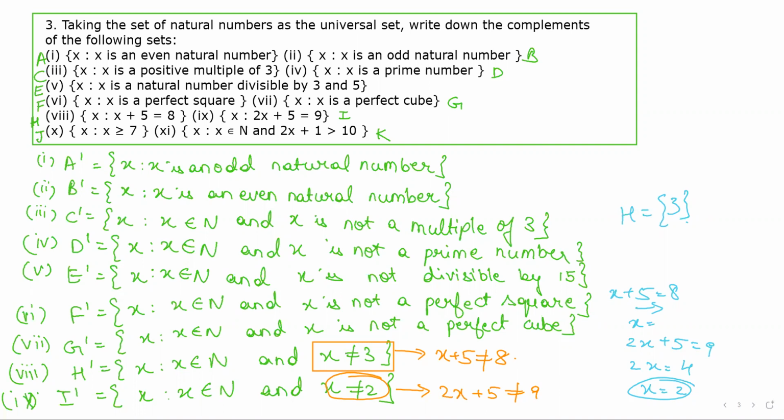Next, j is x greater than equals to 7. When you say x greater than equals to 7, which means x will hold values from 7, 8, 9 till so on. So by default, j dash will hold values, since j is a universal set, is a set of natural numbers. It will hold values 1 to 6.